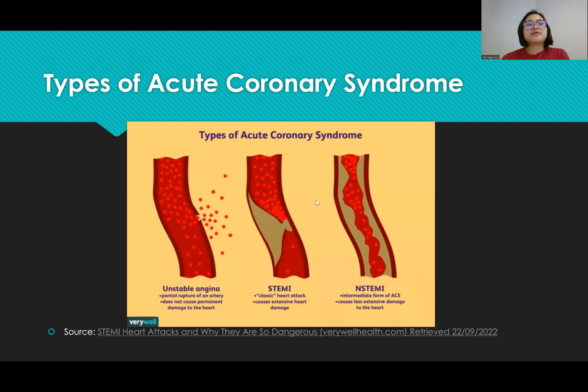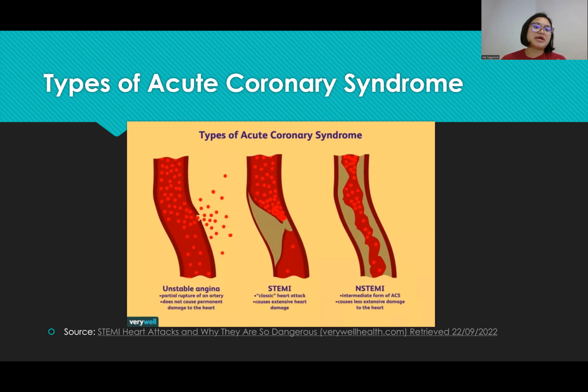Going back to the main topic, which is ACS, there are actually 3 types of ACS as mentioned, and this is a very good illustration to show the differences amongst the 3. So the first picture here on the left side is unstable angina. As you can see, there is partial rupture of an artery, and it does not cause permanent damage to the heart. On the other end of the spectrum, we've got STEMI. This is what we call the classic heart attack. There is extensive heart damage. As you can see, there's extensive blockage as well.